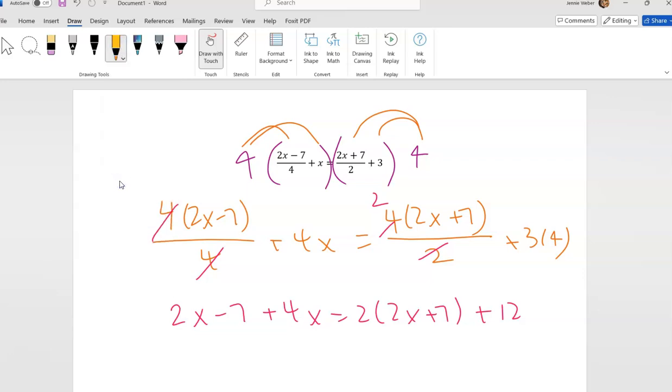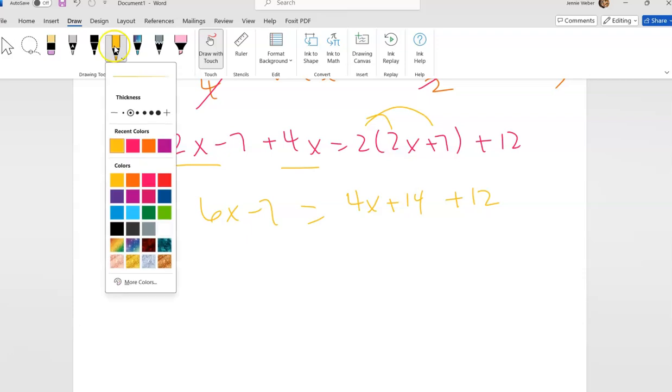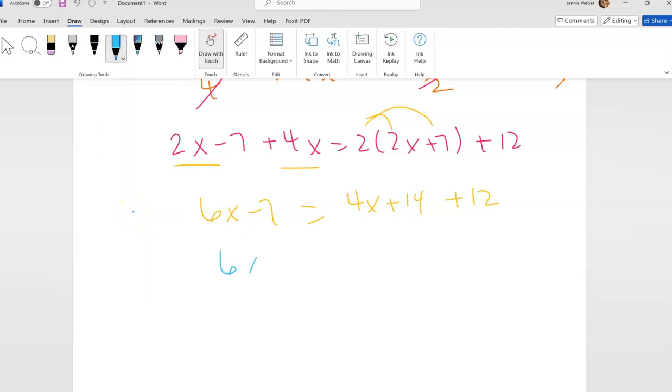Now the next thing I'm going to do, on this side, is add like terms. So I get 6x minus 7, and then over here I've got to distribute. So I'm going to get 4x plus 14. And again, make sure you get to both parts. Equals 12. So this stays the same. That's as far as I can get it.